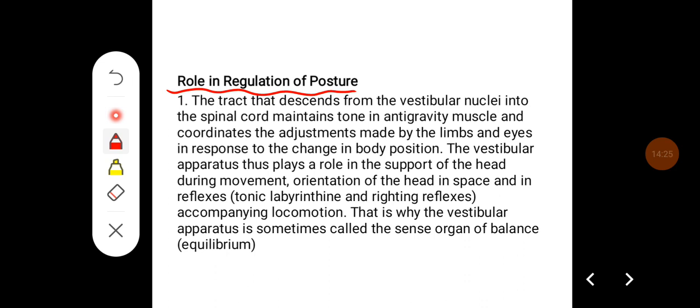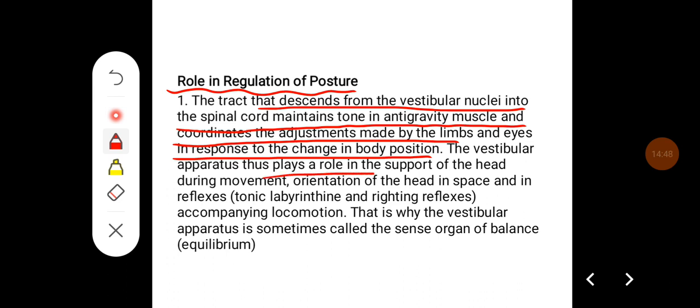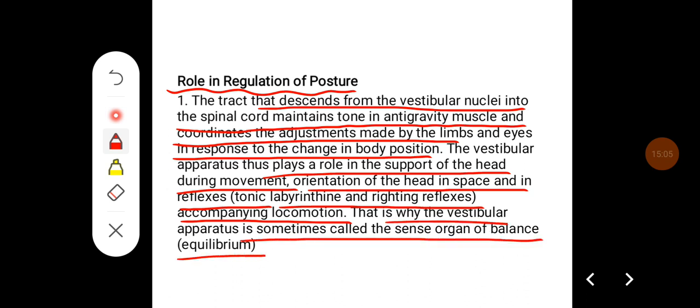The important function of the vestibular apparatus is in the regulation of posture. The tract that goes from the vestibular nuclei into the spinal cord maintains the tone in the anti-gravity muscles and coordinates the adjustments made by the limbs and eyes in response to change in the body position. The vestibular apparatus thus plays a role in support of the head during movement, orientation of the head in space, and in reflexes, that is, the tonic labyrinthine and righting reflexes which accompany locomotion. That is why the vestibular apparatus is sometimes called the sense organ of balance or equilibrium.